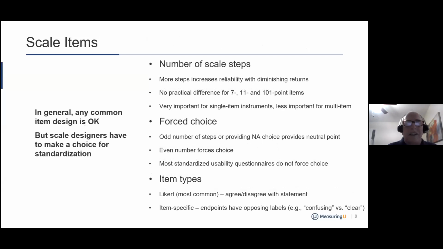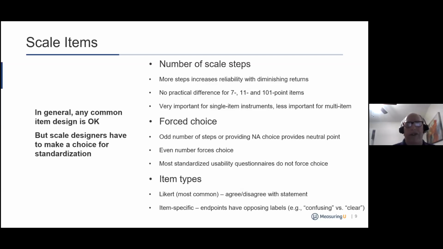Now, scale items. This is something that people love to spend a lot of time arguing about. And over the past few years, I've made some investments, and Jeff Sauro has also made some investments in trying to see how many of these things actually matter in the context of user experience research. So one thing is, how many scale steps should you have in your items?